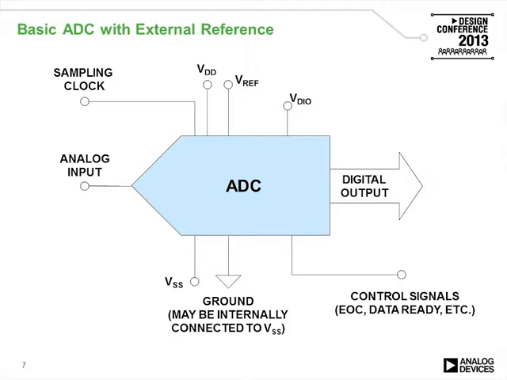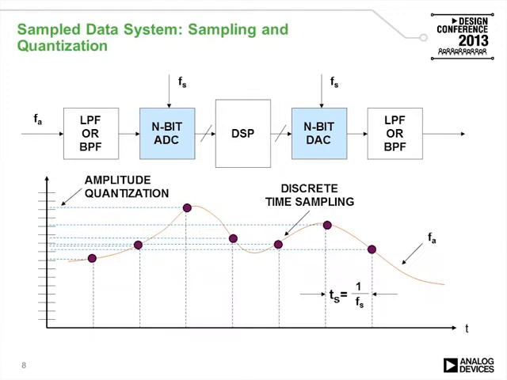In most cases, with precision converters, the digital bus is shared between the data and the control lines. With higher speed converters, typically the data bus is restricted strictly to the data output signals, and there's a separate, typically slower serial bus for the controls. So here's a sample data system.